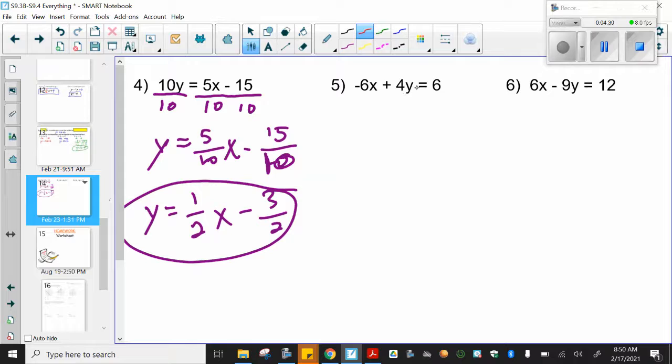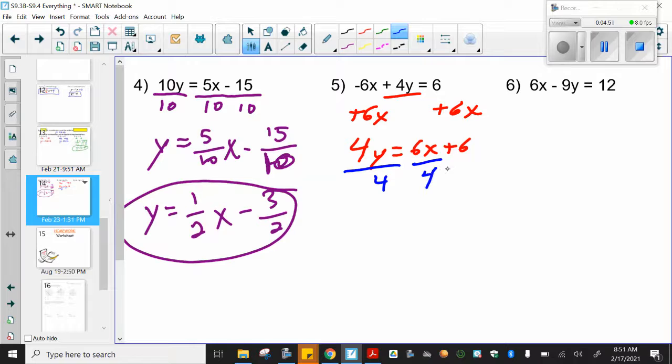This time we have both letters on both sides and a number with the x. So I want to keep that 4y there. I'm going to undo this one. Plus 6x. Plus 6x. I'm going to put it in the right order. 4y equals 6x plus 6. Then I'm going to divide both sides by 4. Or I should say everything.